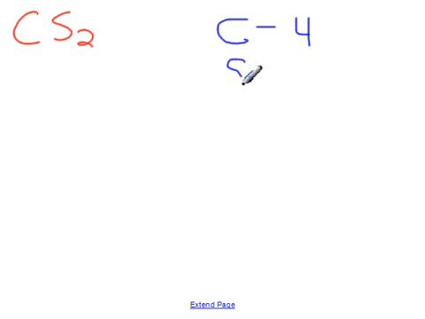Sulfur has a total of 6, but there are 2 sulfurs in this molecule, so now I have 12 total valence electrons for sulfur. So the total number of valence electrons this time is only 16. Last time I had 32. So that's our first task.